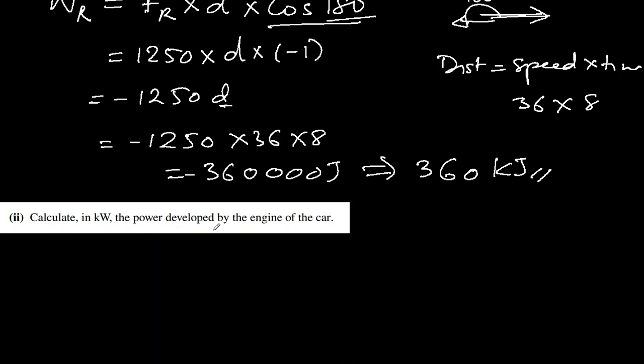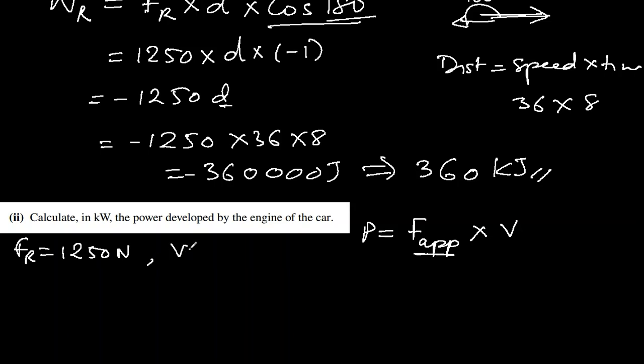Next part: calculate in kilowatts the power developed by the engine of the car. The power is the force applied by the engine multiplied by the speed of the object. The applied force is not known to us, but we know two facts. First of all, the resistive force is 1250 Newton. And second, the speed is 36 meters per second and it is constant.